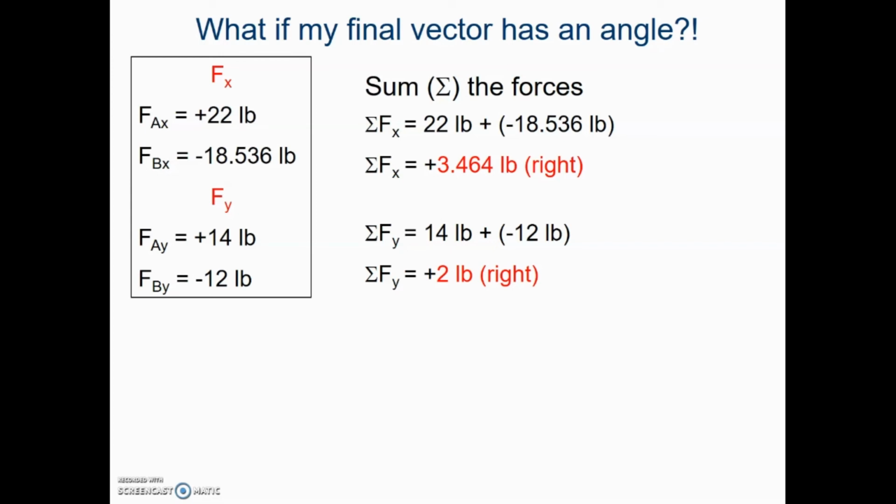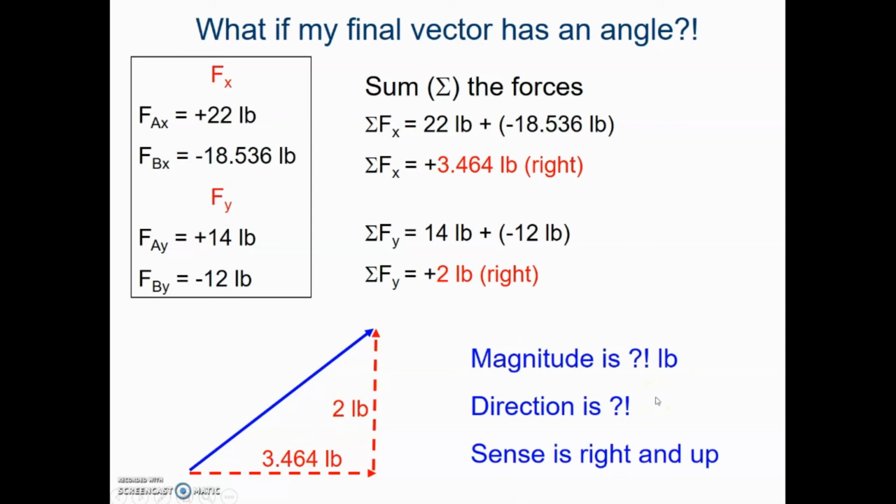So I have my X and I have my Y. What we need to do is use them to create a brand new vector. So I have my 3.464 going to the right. From the tip of that arrow, I'm going to continue going in the Y direction as 2 pounds, going up. And so our new resultant vector is going from the beginning of the first force that we drew to the end of the second force. So this is the actual vector that we're looking for. So if our job is to figure out the magnitude and the direction, we already know the sense is right and up.